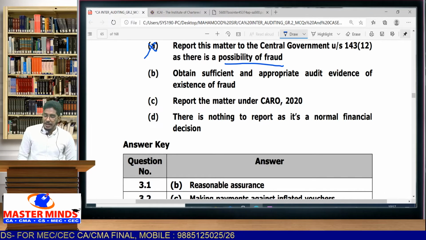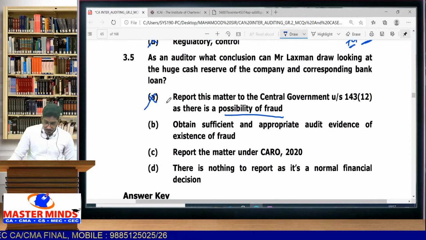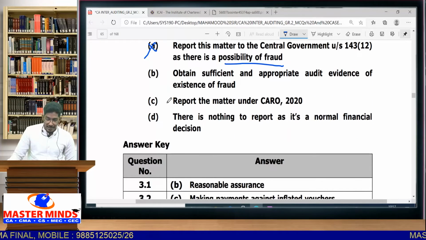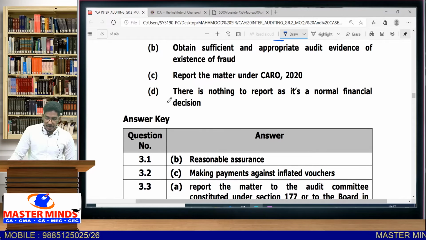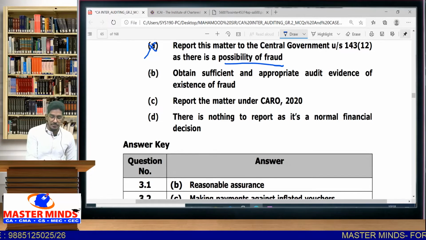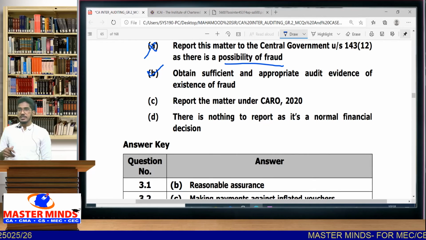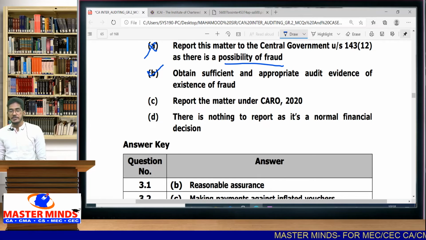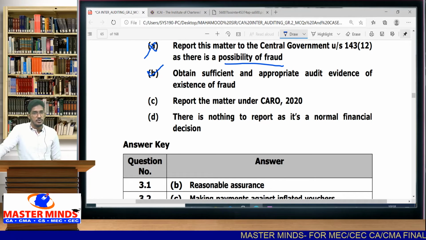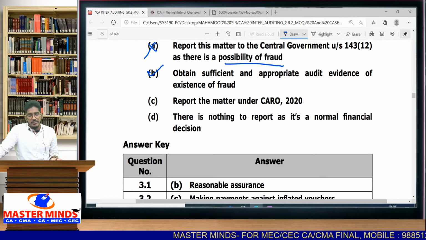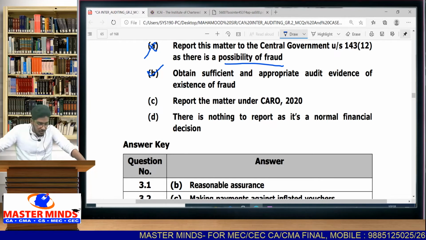Obtain sufficient and appropriate audit evidence of existence of fraud. Right. So obtain sufficient and appropriate audit evidence regarding existence of fraud. Yes, that you have to do. Since you are feeling a doubt here, there is a huge reserve, huge cash balance, but still the company has taken a loan of 2 crores. Since you are having a doubt, try to obtain sufficient and appropriate audit evidence. Is there a possibility of fraud there? That you have to do.